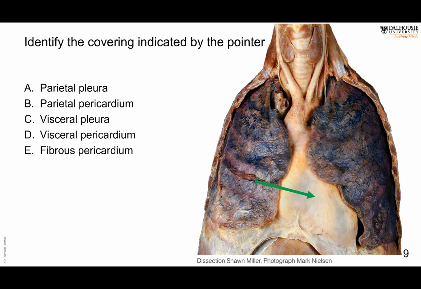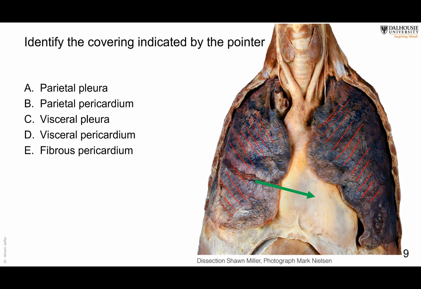Identify the covering indicated by the pointer. This is a dissection of the thorax, and you can see the two lungs, the right lung and the left lung. Each of these lungs is covered by a very thin membrane, which is called the pleura. In fact, this pleura is a serous membrane, which has a visceral layer and a parietal layer.